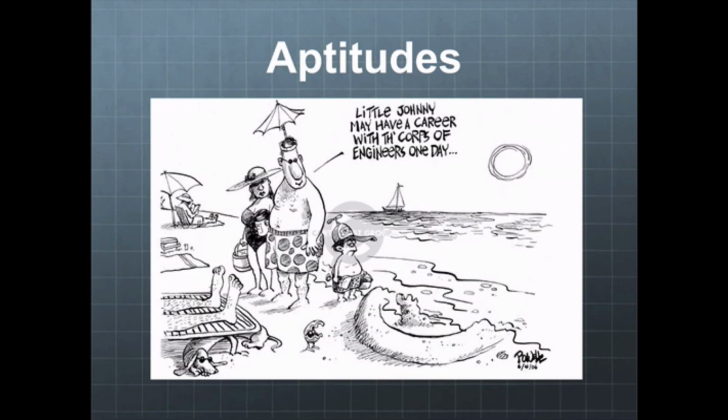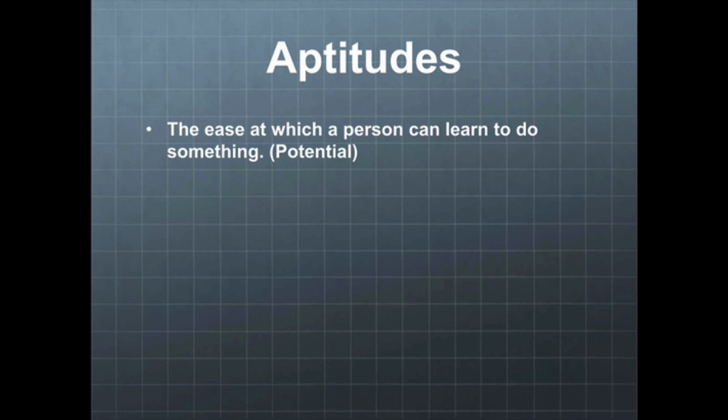An aptitude, on the other hand, and here you have little Johnny, he does not have, clearly looking at this image here, an aptitude for civil engineering, hopefully. But what we see here as an aptitude is something that you are born with. It's your innate ability. It's the ease at which a person can learn to do something, and it's your potential.